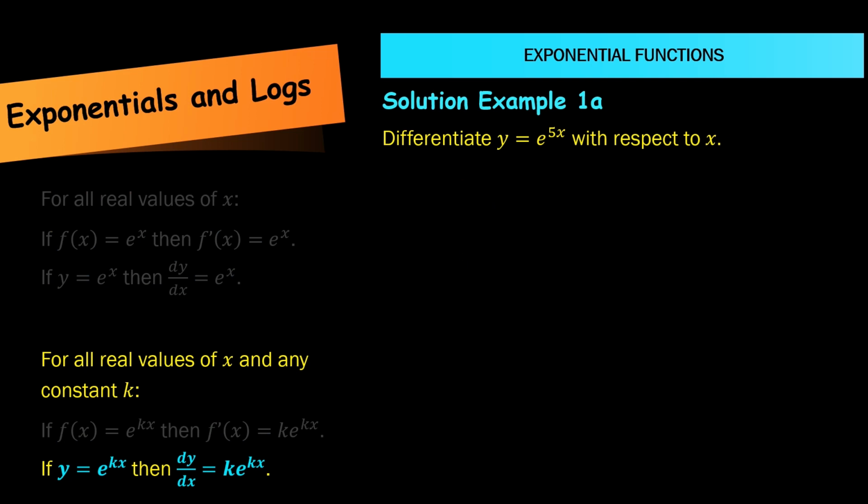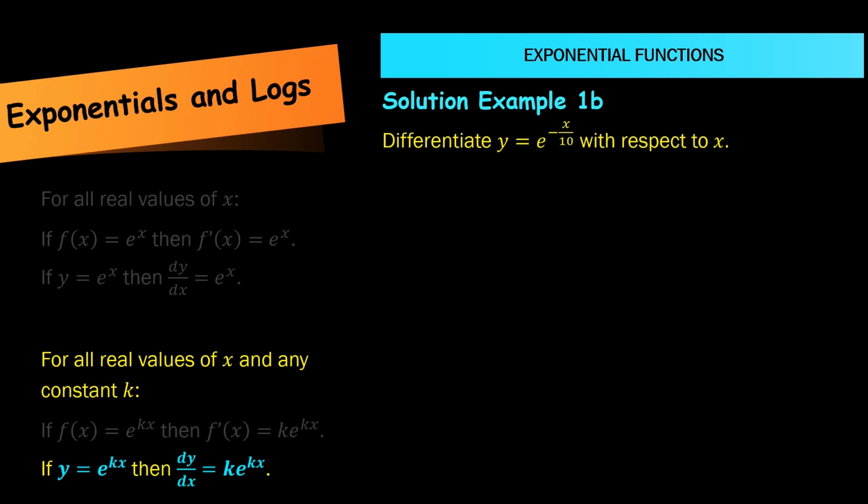Let's have a go at example 1a first. We are required to differentiate y equals e to the power 5x with respect to x. Notice that we've highlighted the rule that we're going to apply to our example. So let's apply this. We have y equals e to the power 5x. Therefore, dy dx equals 5e to the power 5x. Here we have k equal to 5.